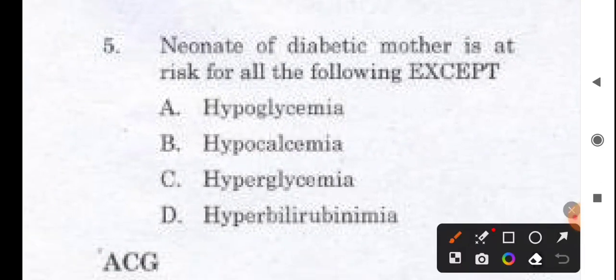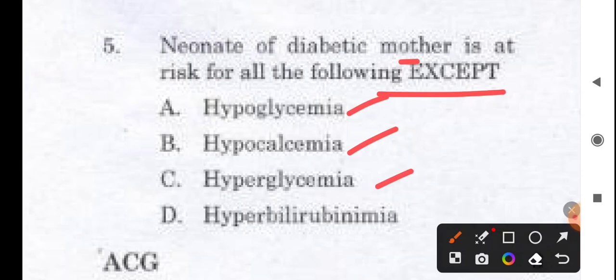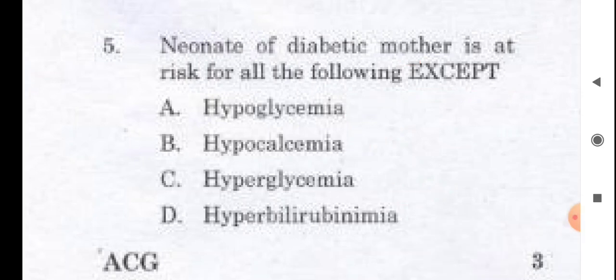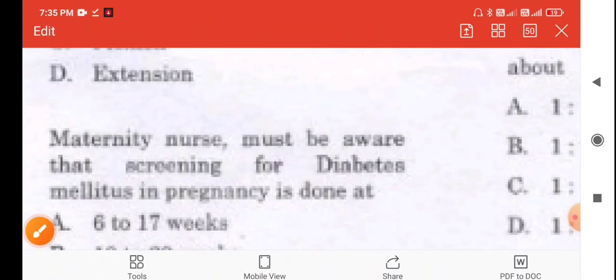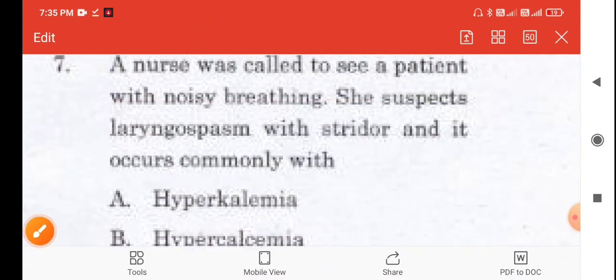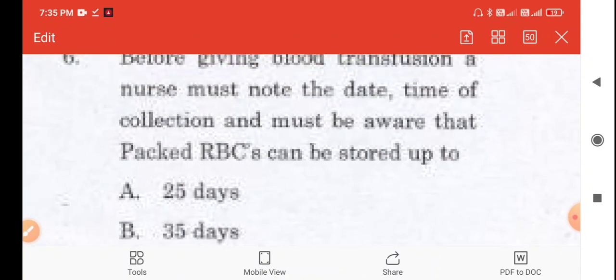Neonate of diabetic mother is at risk for all the following except: hypoglycemia, hypocalcemia, hyperglycemia, hyperbilirubinemia. Okay, so next, move on to the next question.